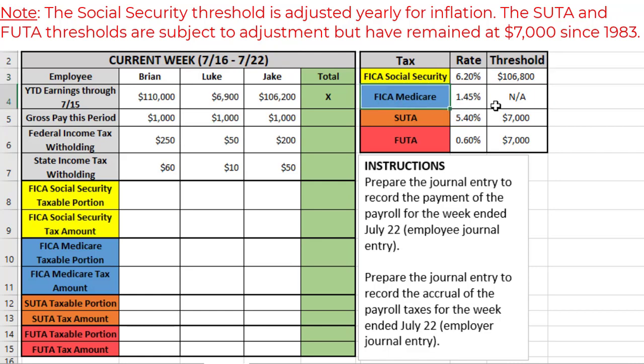And FICA Medicare does not have a threshold, although if you get into the details, there actually is an additional tax if the employee makes over $200,000, but we're not going to have to worry about that in this example. And then the state and the federal unemployment taxes both have limits of $7,000.